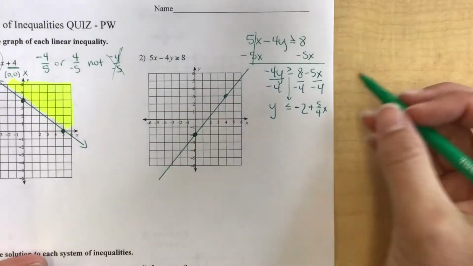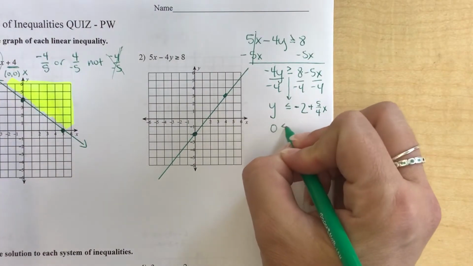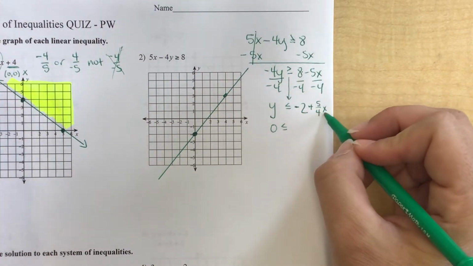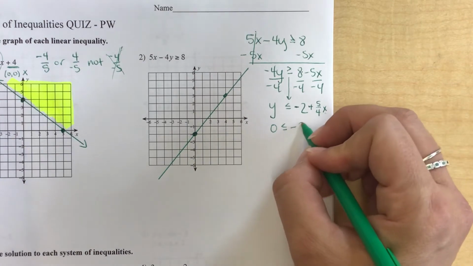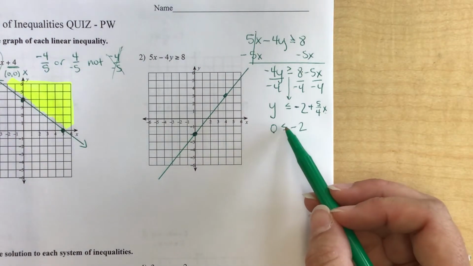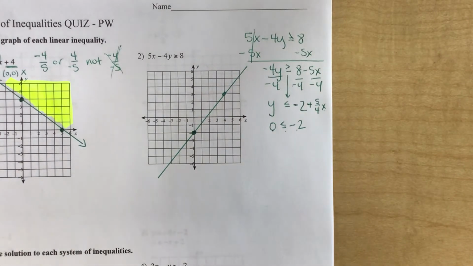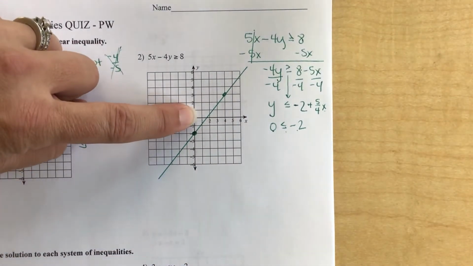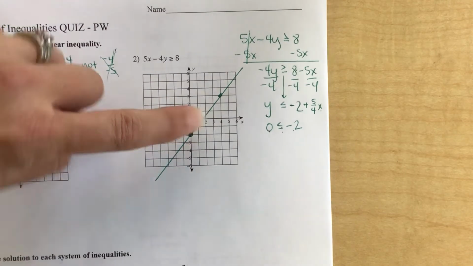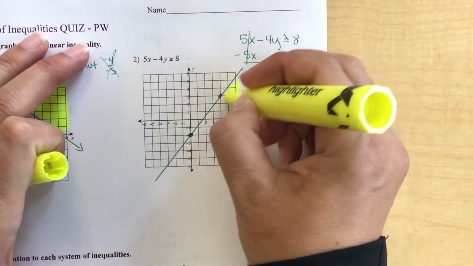Okay, so now replace x and y with zeros. So 5/4 times 0 would just be 0, so I'm left with -2. Now, is 0 less than or equal to -2? No, 0 is not smaller than -2. So this point right here is not part of our solution. It did not work. So I'm going to shade on the other side.